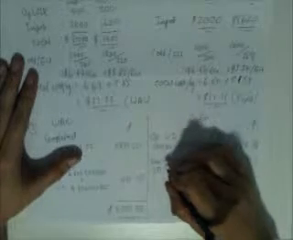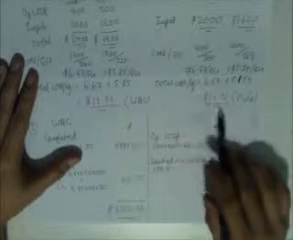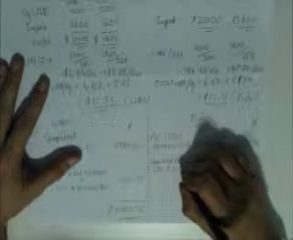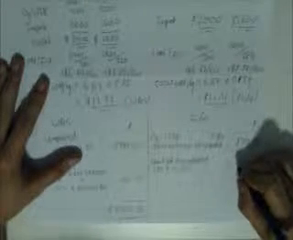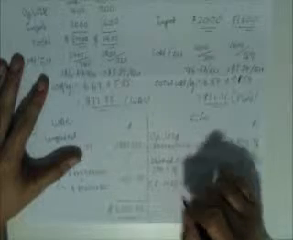Now, how much is the cost per kilo? Can you see here? Cost per kilo is $12.21. 250 times 12.21 gets you a total cost of 3052.50. Okay, next, what about the closing work in progress?